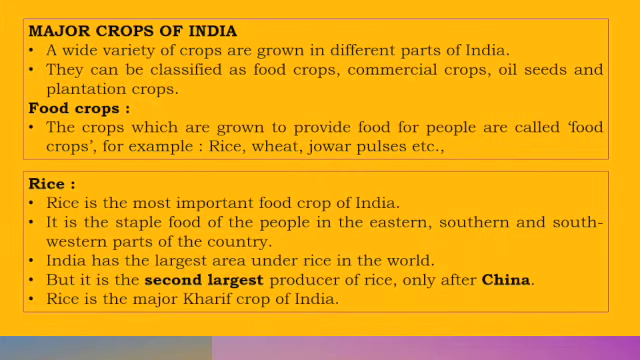Major crops of India. A wide variety of crops are grown in different parts of India, and they can be classified as food crops, commercial crops, oil seeds, and plantation crops. Food crops. The crops which are grown to provide food for the people are called food crops. For example, rice, wheat, jowar, pulses, etc. They all come under the variety of food crops.